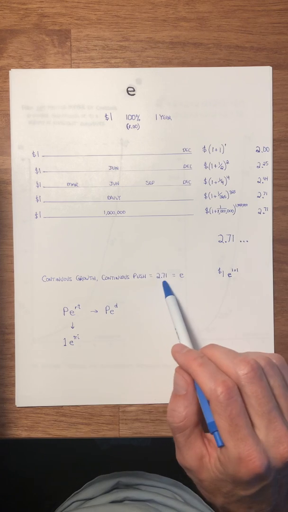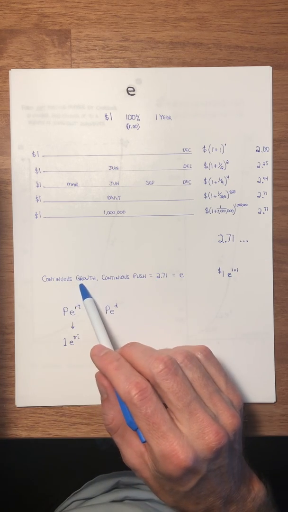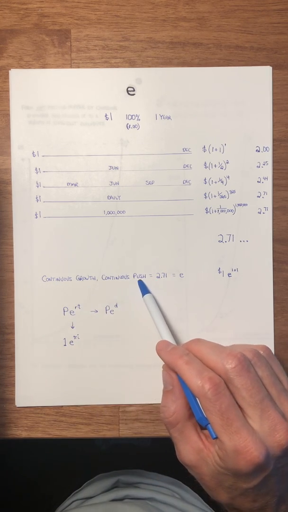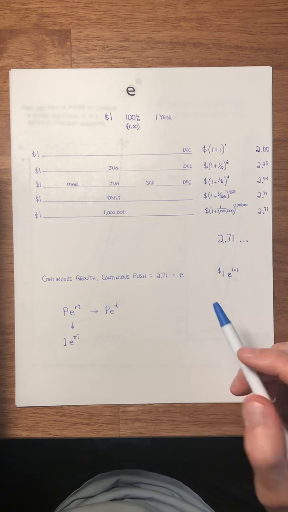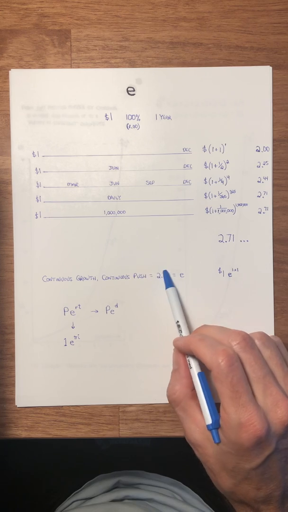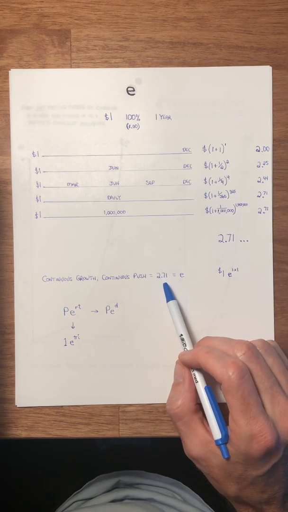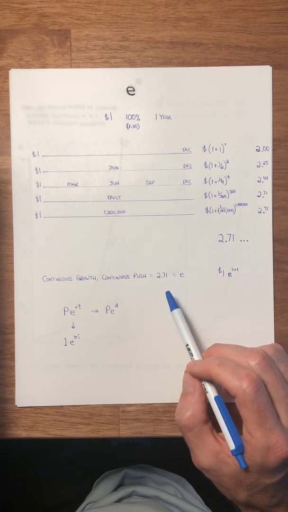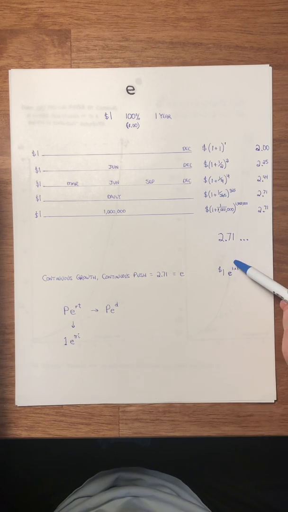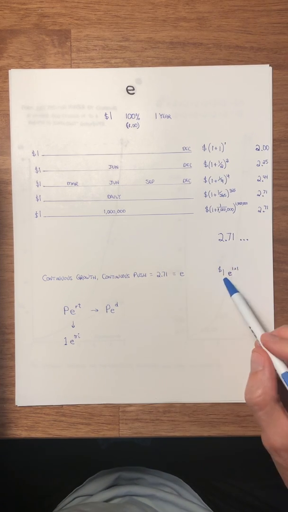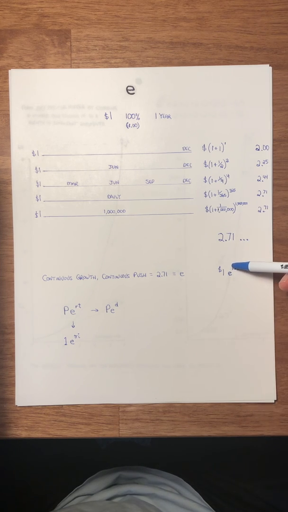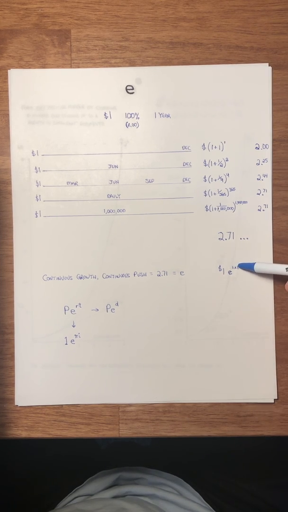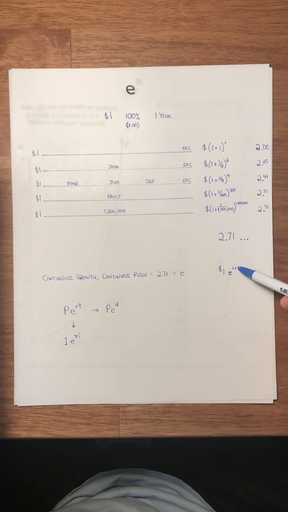So $2.71, or 2.71, is e. And that number is what you get when you continuously grow something. You continuously push it every minute, every second. If you start with a quantity of 1, you'll end up with $2.71. And here's kind of a look at the formula: $1 times e to the 100% rate in 1 year. That's what it kind of looks like.